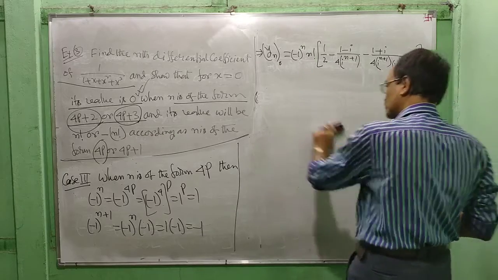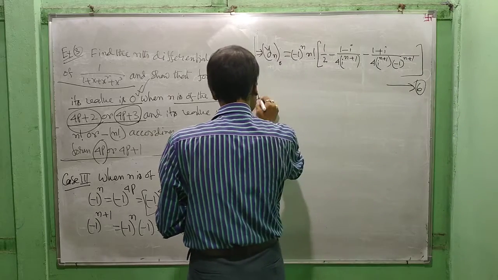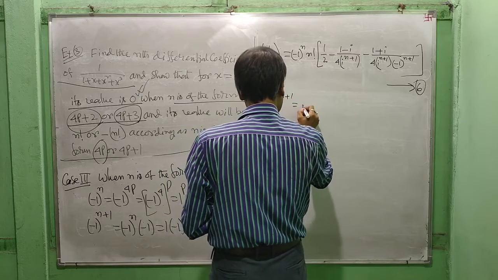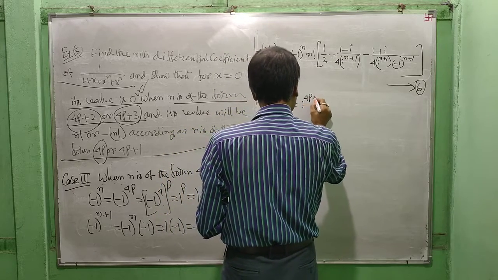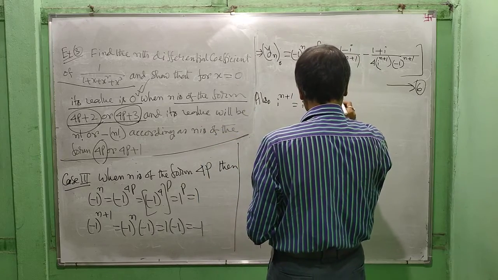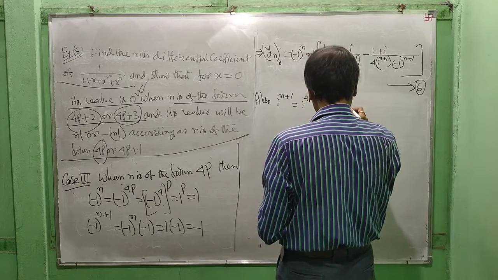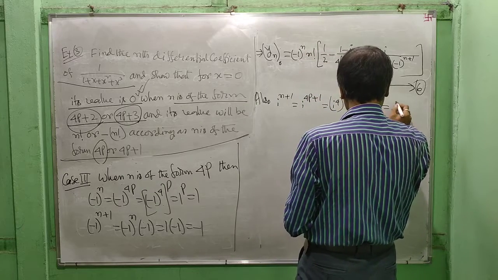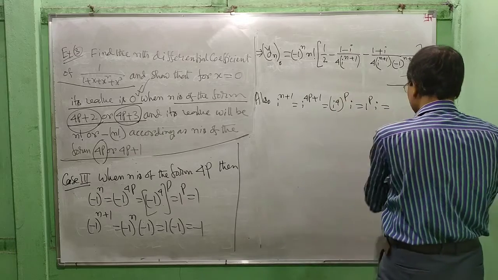Also, i to the power n plus 1 is equal to i to the power 4p plus 1, which is (i to the power 4) whole to the power p into i. This is equal to 1 to the power p into i, which is simply i.